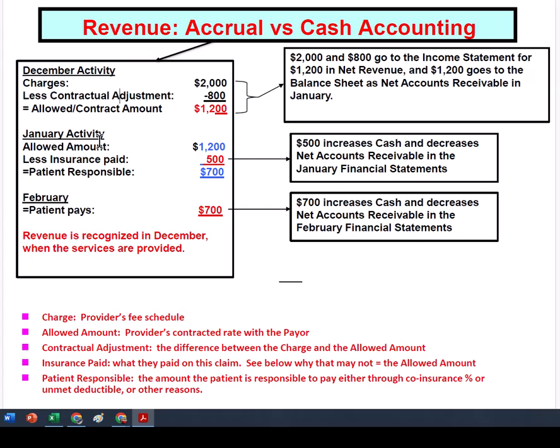Okay, so in January, we get the 500 on the balance sheet. We reduce our accounts receivable by $500. We increase cash. February, patient pays. We increase our cash. We decrease our accounts receivable on the balance sheet. So, cash versus accrual.